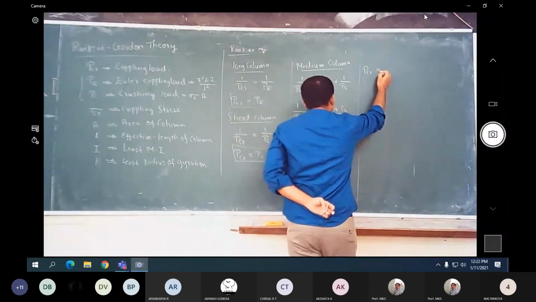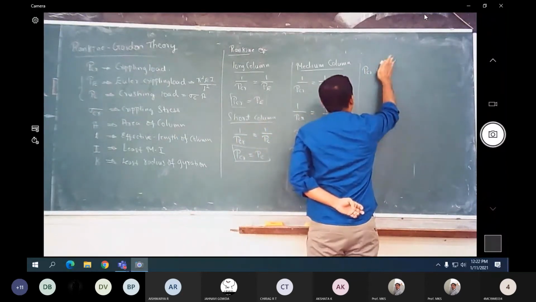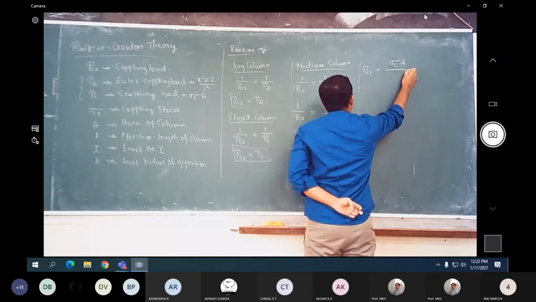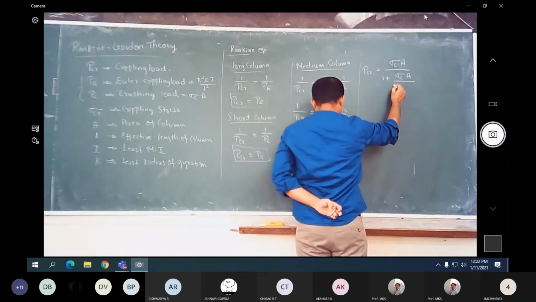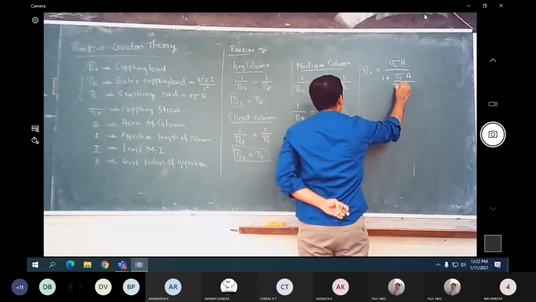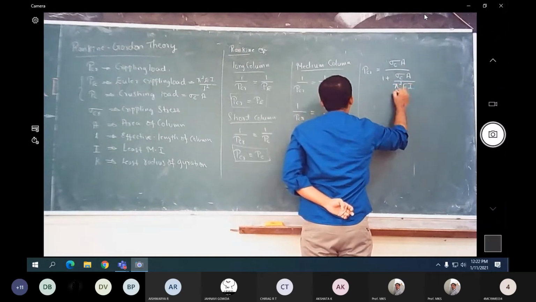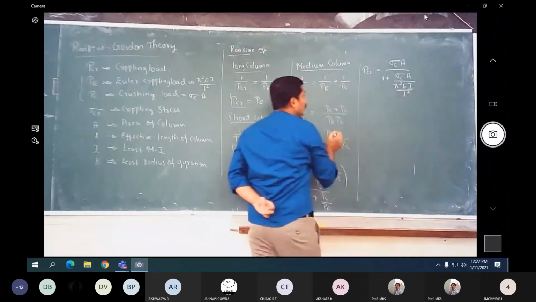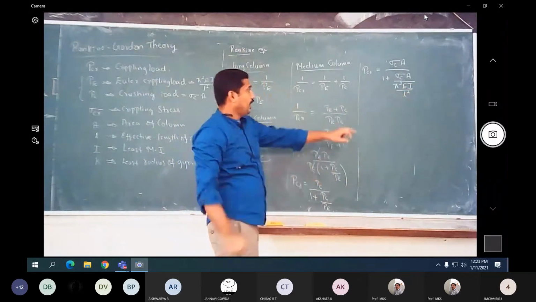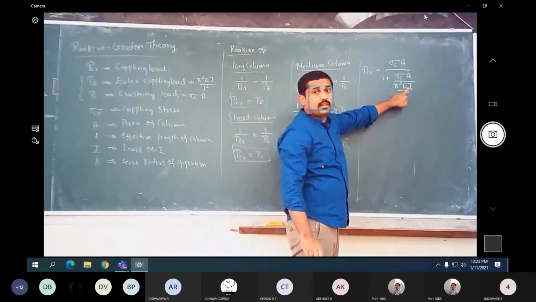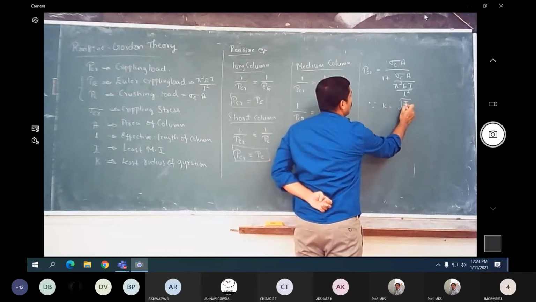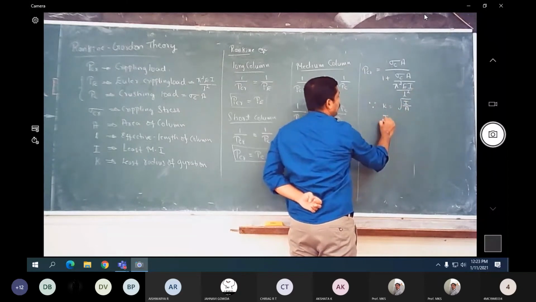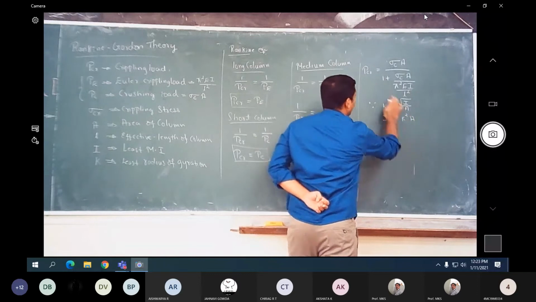So PCR will be equal to PC, that is sigma C into A, divided by 1 plus sigma C into A by PE, which is pi square EI by L square, right? Now I know the expression for radius of gyration from the previous discussion. Since K is equal to root of I by A, I can substitute for I. I is equal to K square A.